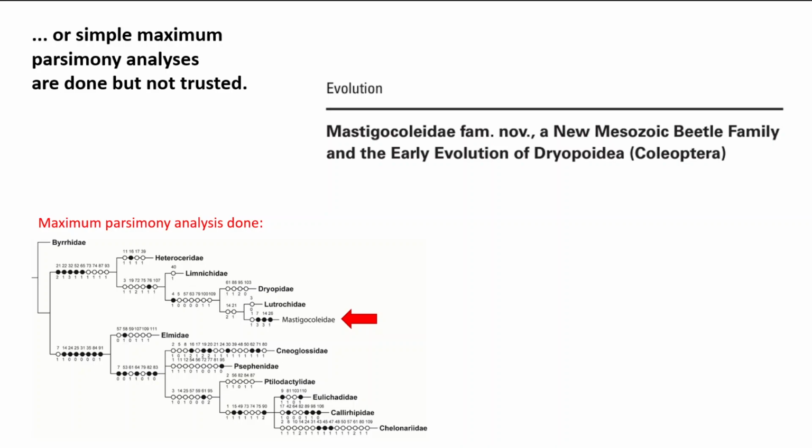However, more frequently people try something which is cool. They code some morphological characters. So this is an example of another new beetle family described by the same group actually. And somewhere in their supplementary materials, you can find this small tree based on several morphological characters analyzed by maximum parsimony. You can see that the new family which they are describing is resolved as sister to something called Trochidae, but actually they don't trust the results at all.